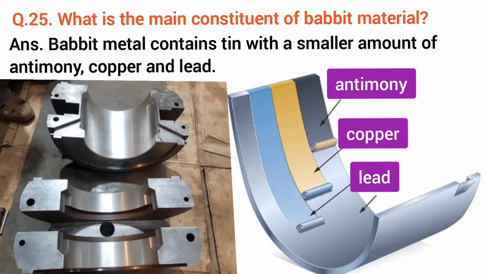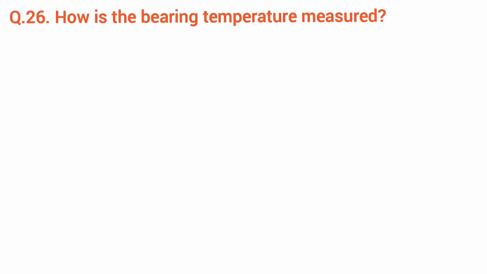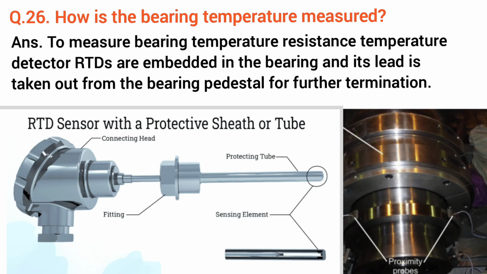What is the main constituent of babbitt material? Babbitt metal contains tin with a smaller amount of antimony, copper and lead. How is the bearing temperature measured? To measure bearing temperature, resistance temperature detectors, RTDs, are embedded in the bearing and its lead is taken out from the bearing pedestal for further termination.